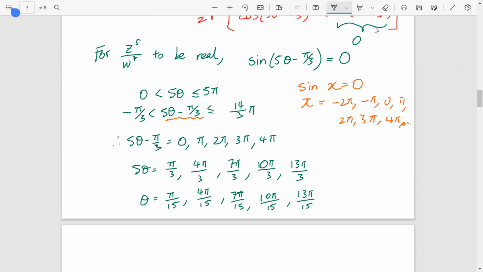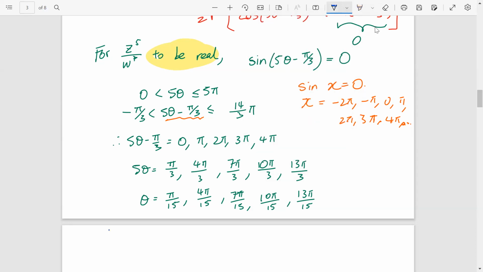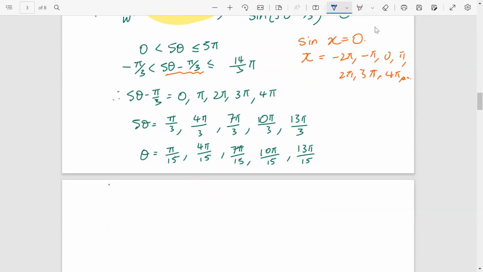Now the thing is, this is only for it to be real. How about the positive part? To consider the positive, we will need cosine(5θ − π/3) to be greater than 0. When does this happen? Actually, we should reject right here. I should have added this earlier, which I forgot. Then we don't need to do an extra step.